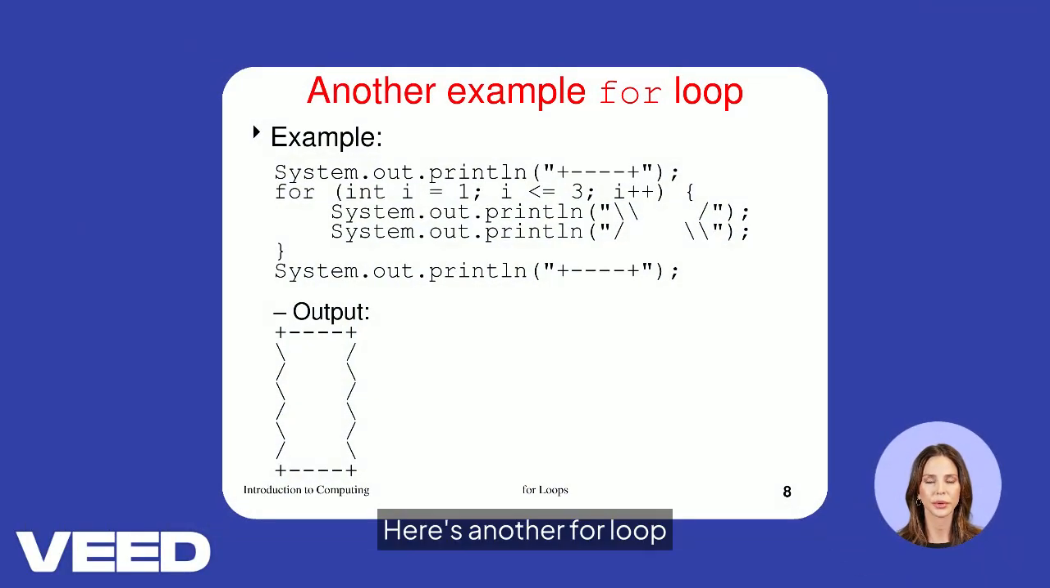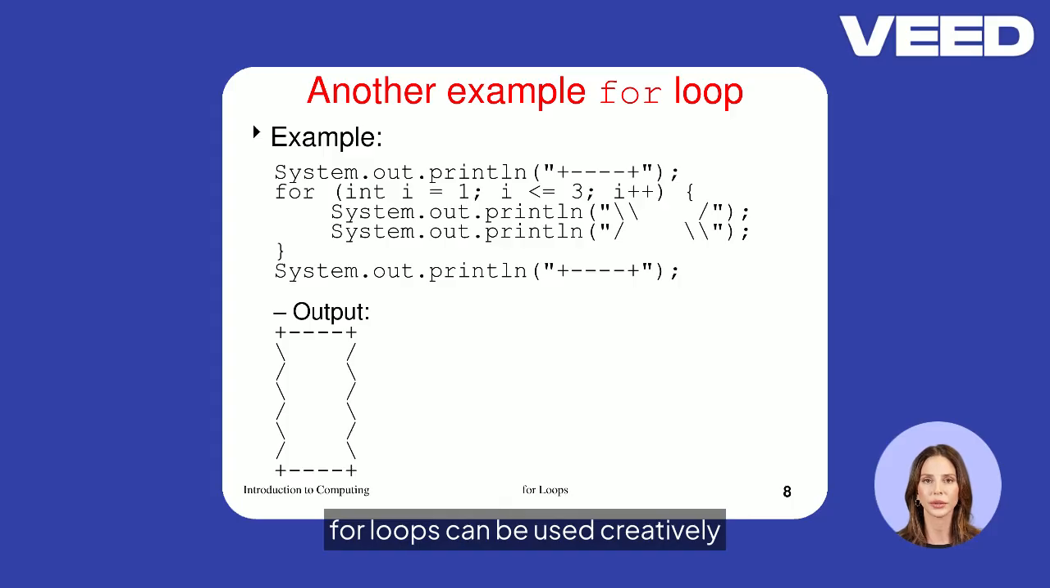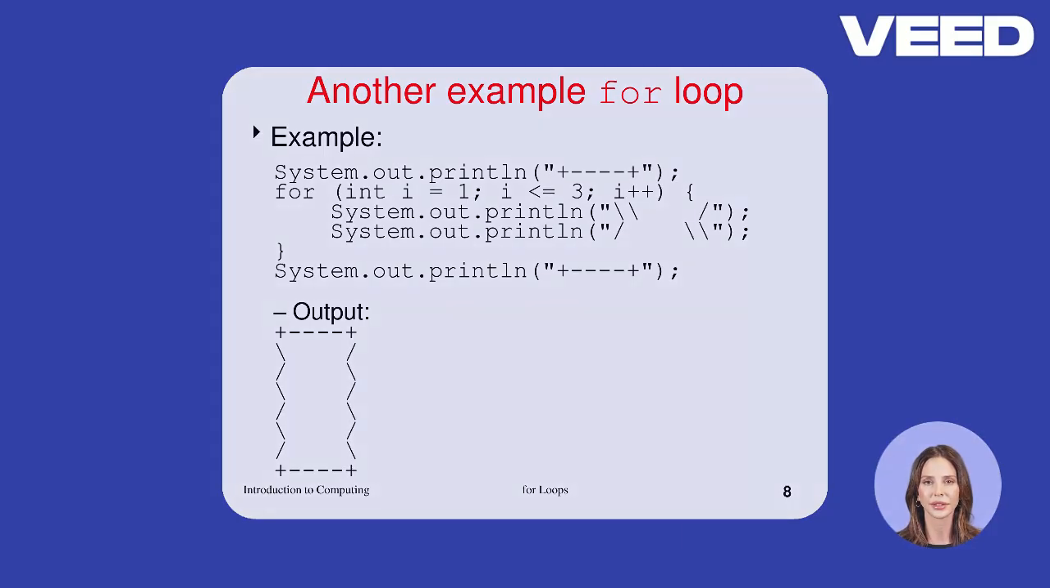Here's another for loop example that prints a pattern. The loop iterates 3 times, printing specific characters to form a visual design. This demonstrates how for loops can be used creatively for text-based graphics.